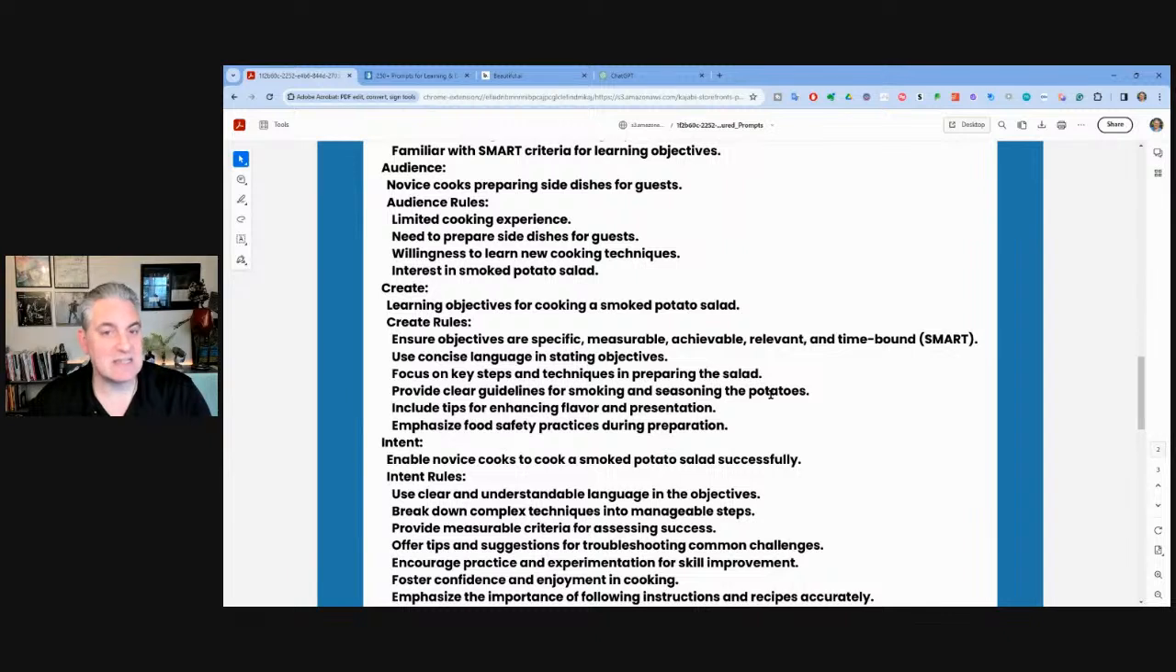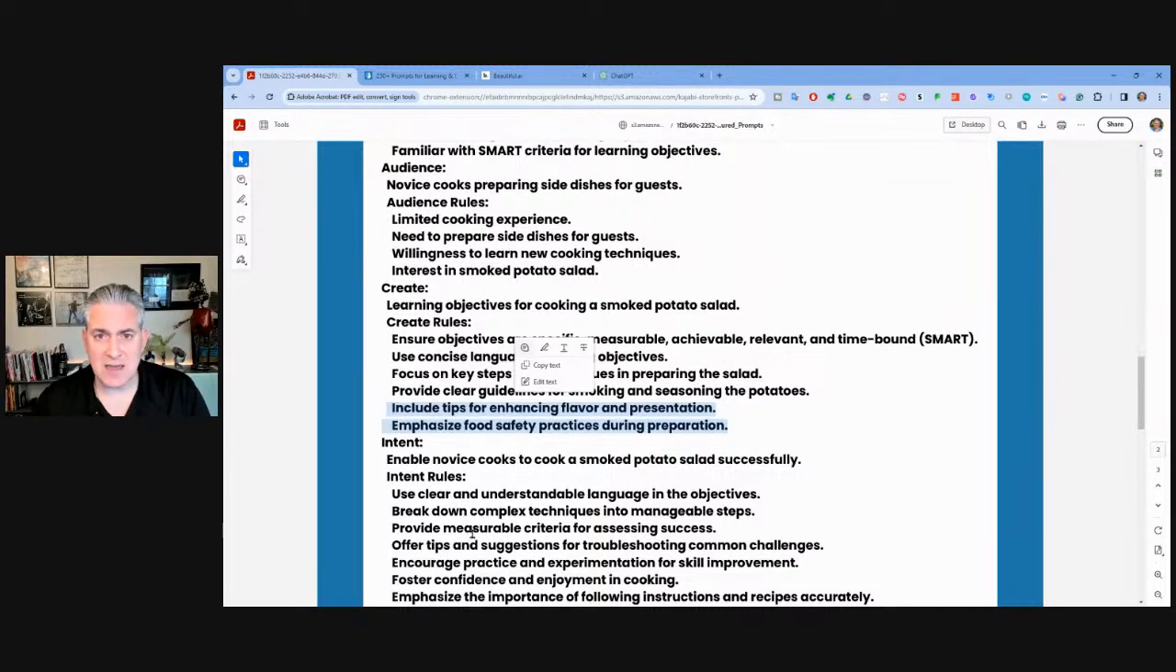All right, now we get into the details of the learning objective itself. Specific, measurable, achievable, relevant, time-bound. Awesome. Concise language. Focus on key steps. Clear guidelines. Include tips for enhancing flavor and preparation, and emphasize food safety practices. Now, those two instructions there, those could go down to intent.